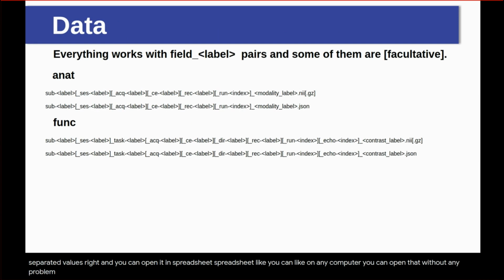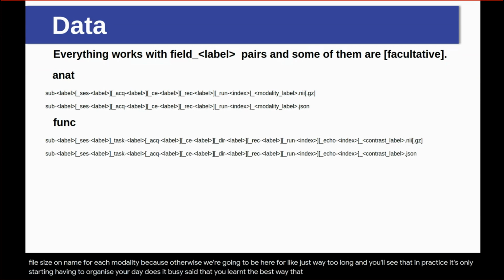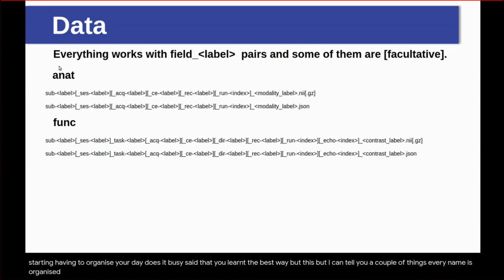Okay, and how is the data organized? I'm going to give you a few examples, but I'm not going to go through the whole list of how the files are named for each modality, because otherwise we're going to be here way too long. And I know that in practice, it's only by starting to organize your data as a BIDS data set that you learn this best. But I can already tell you a couple of things. Every name is organized with a field and a given label, so they work by pairs, right? And many of those pairs are actually optional, so you don't have to use them if you don't need them, right?